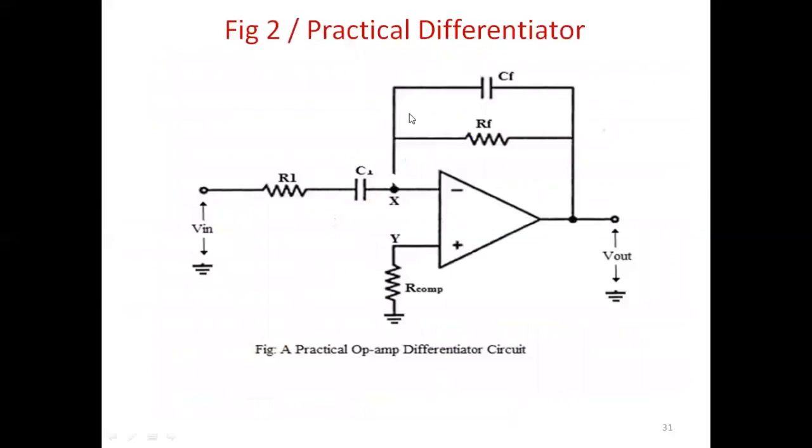Practical differentiator. A practical differentiator has two additional components, R1 and CF, in addition to capacitor C1 and RF. C1 and RF are nothing but the normal differentiator. Additionally, we are adding two components, R1 and CF, here. This R1 is to combat the high frequency gain of the differentiator, and this CF is added to combat the first order effect, in order to prevent the differentiator from becoming an oscillator, and other things are common.